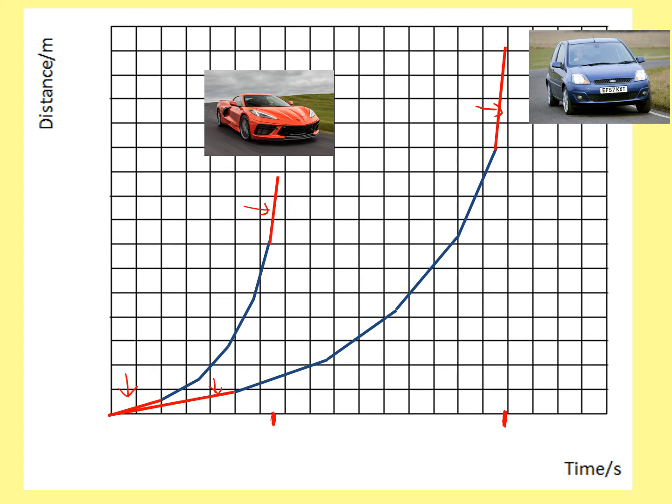Let's compare the distances. So the red car, the sports car, covers this much distance, and the blue car covers this much distance. So I can see that the red car can change its speed more quickly, and therefore we say it's got a higher acceleration.